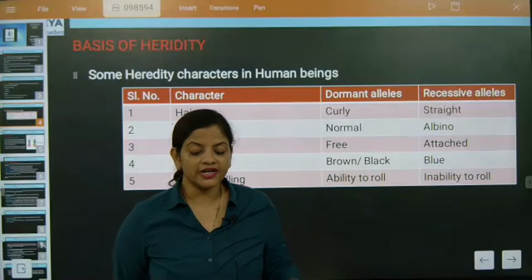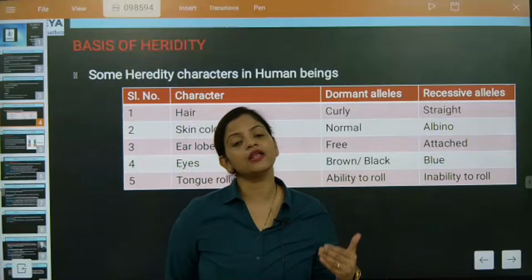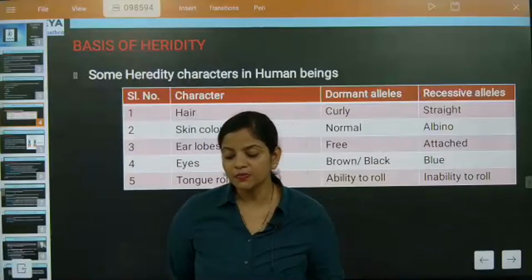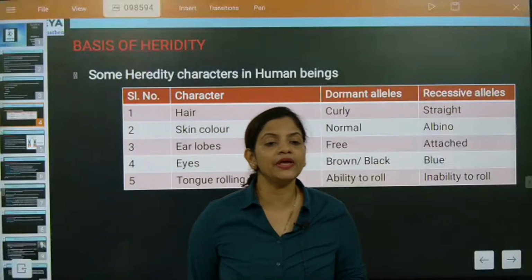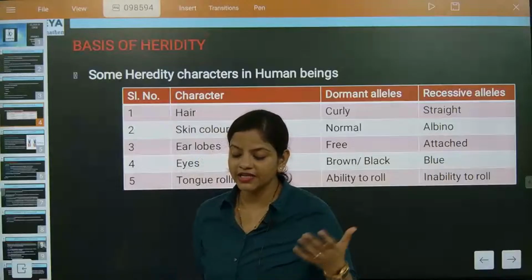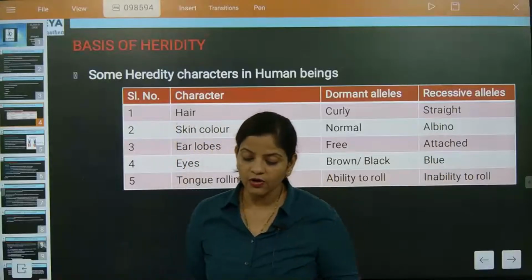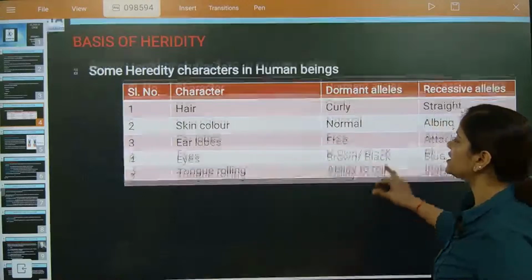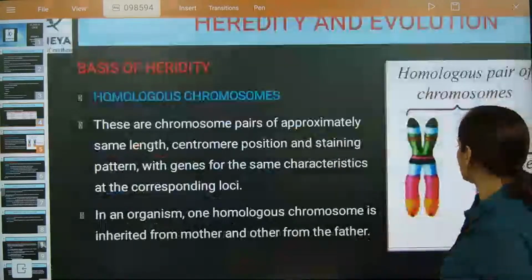So suppressed traits means those traits which are not received if they are single. Understood? They must be in pair, then only they will be selected. I hope you might have understood this one. So now we are going to talk about the next part, homologous chromosomes.